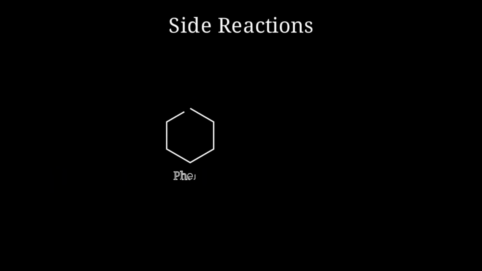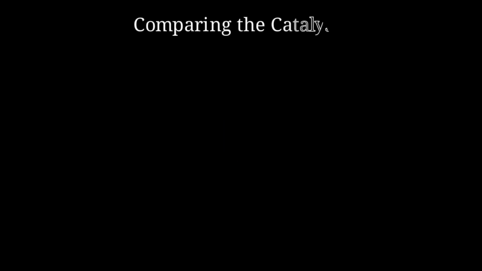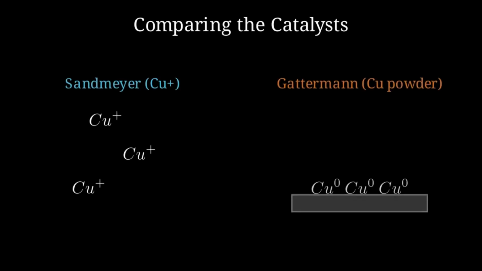If the reaction is too slow or the temperature is too high, water can act as a nucleophile, creating phenol as an impurity. This is why the efficient radical pathway of the Sandmeyer reaction is so valuable. In the Gattermann reaction, the copper powder actually reacts with the acid to produce small amounts of copper ions in situ. This explains why it is essentially a slower, less concentrated version of the Sandmeyer reaction.